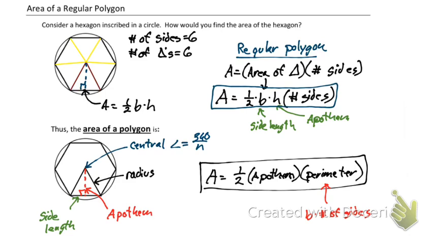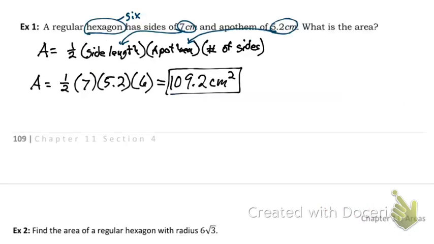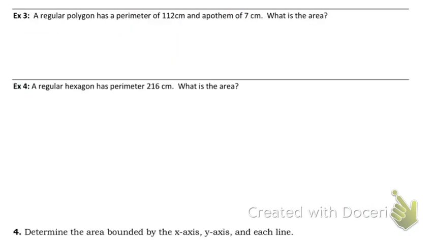It wouldn't work for all polygons, but regular polygons will work. So if it's 12 sides, it'd just be 360 divided by 12 would get you that central angle. All right, two more quick ones.